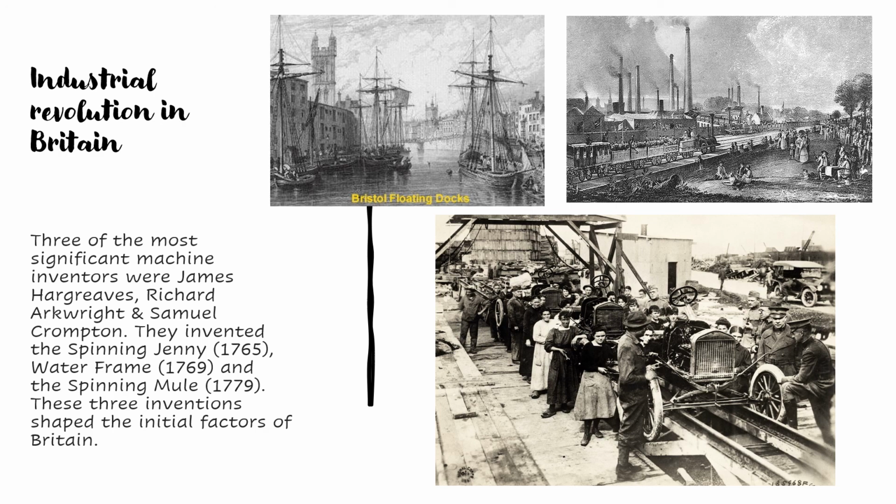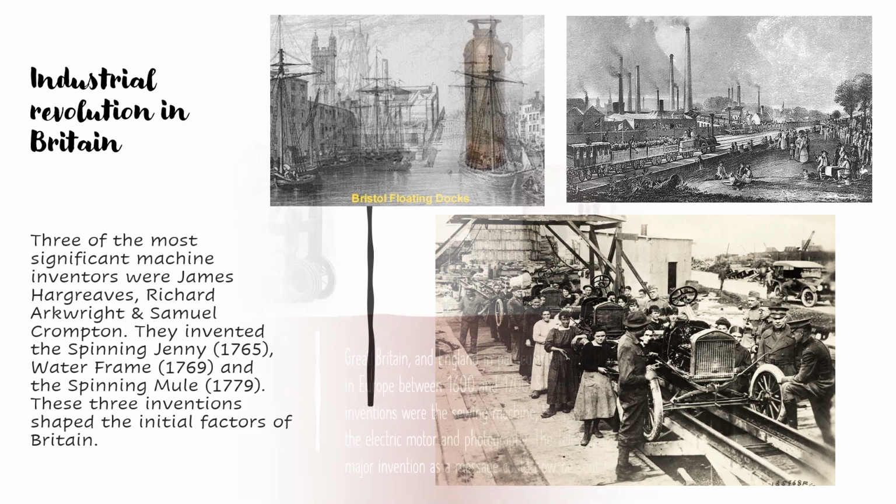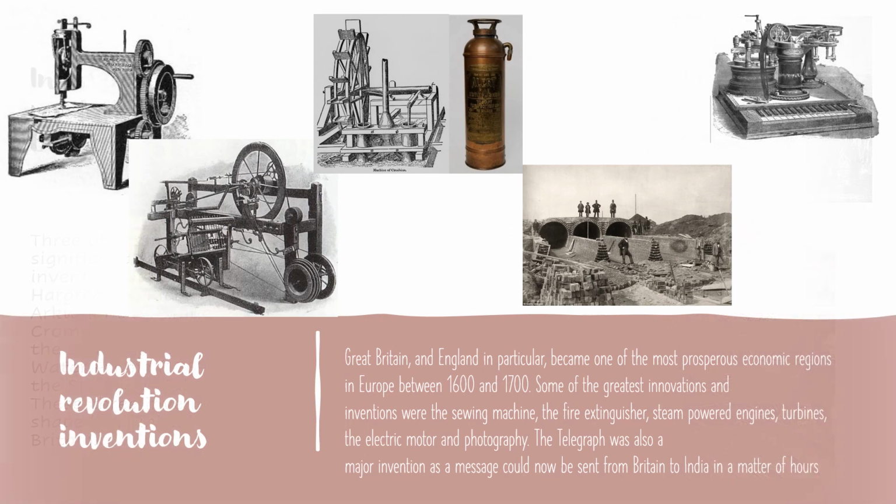Some of the greatest innovations and inventions were the sewing machine, the fire extinguisher, steam-powered engines, turbines, the electric motor, and photography. The telegraph was also a major invention, as a message could now be sent from Britain to India in a matter of hours. Even the speeding ticket was invented in England, in 1896. The first ever speeding ticket was issued to a driver named Walter Arnold in Kent for going 4 times the speed limit, 13 kilometers per hour.